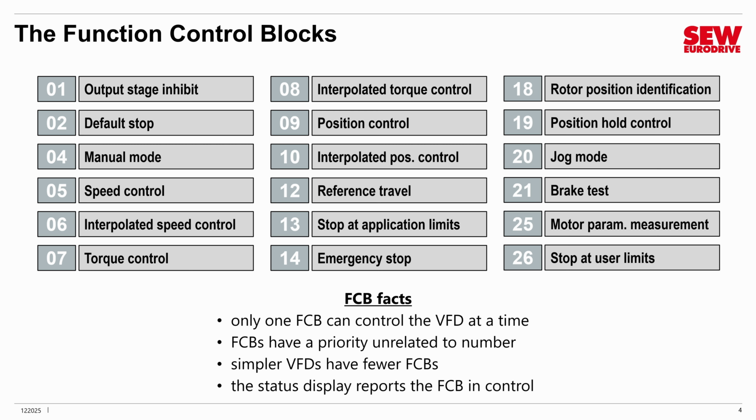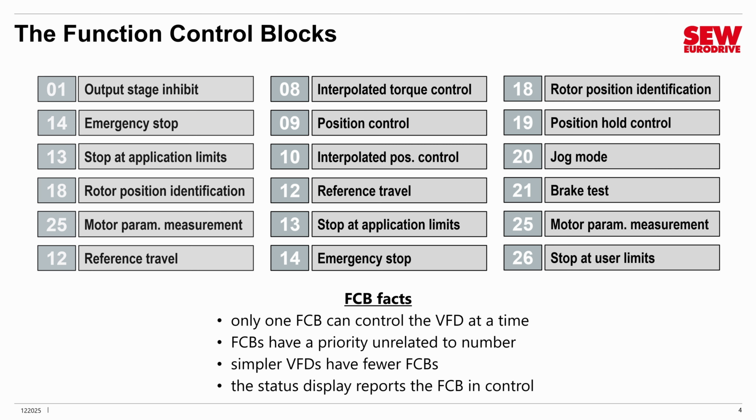But what happens if more than one tries to get control at once, which is entirely possible? Well, it's very simple. Function control blocks have a priority. The highest priority always wins. So if two FCBs are competing for control, the VFD looks at the priorities and picks the one with the higher one. Now, maybe you're thinking the priorities are numbered. Sorry, that would be too simple and logical.